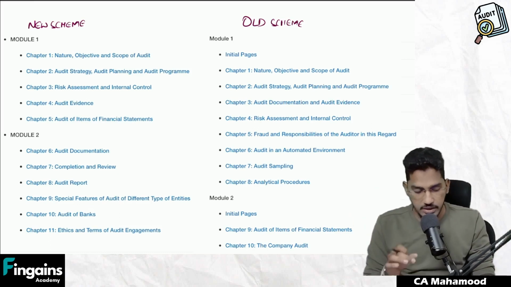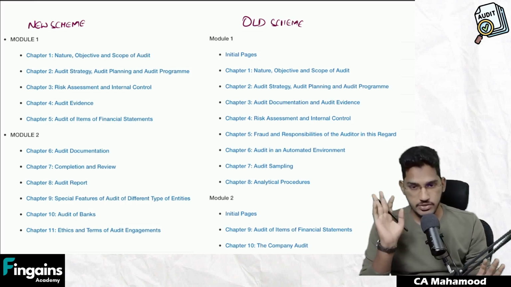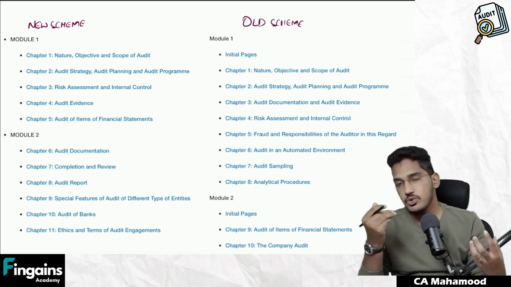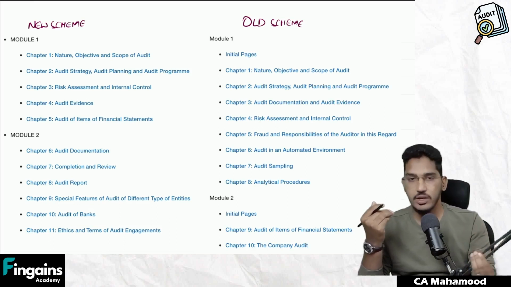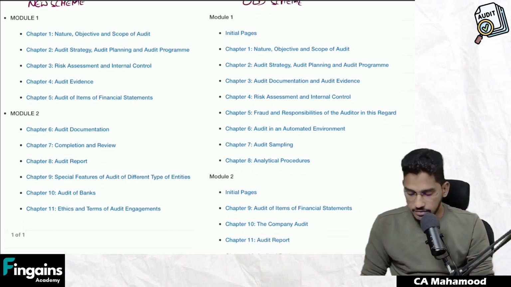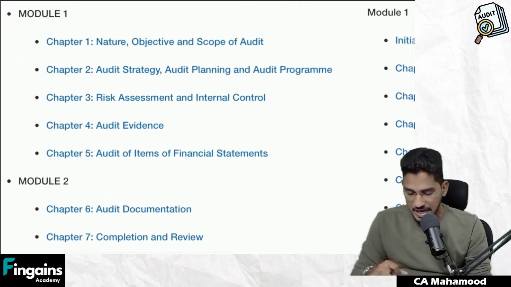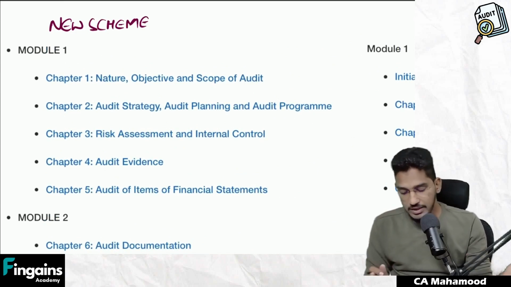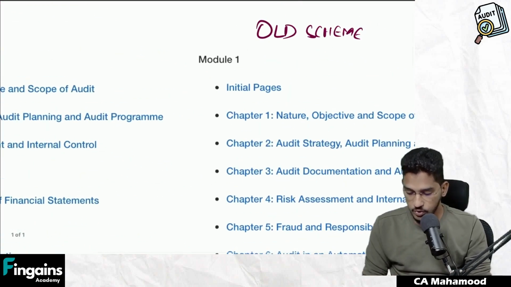Number one, the title of the subject has been changed. Now they are calling it auditing and ethics. Earlier they used to call the subject auditing and assurance, but now the subject has been renamed as auditing and ethics. So for quick comparison, I have added here the chapters as per the ICAI study materials. On the left hand side, I have the chapters under the new scheme, and on the right hand side, I have the chapters under the old scheme.